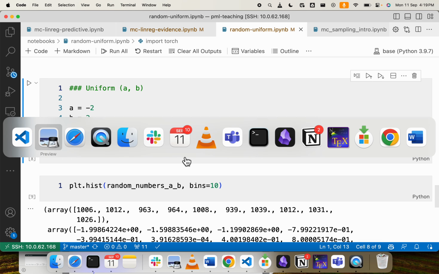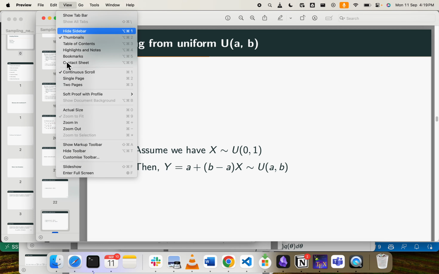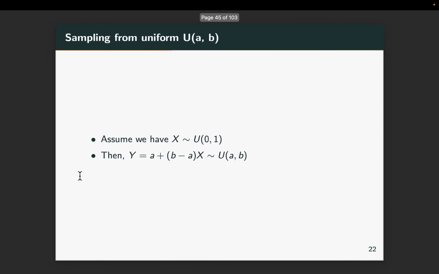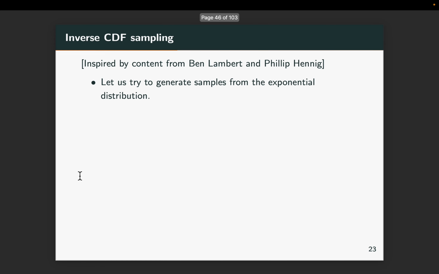Okay, so thus far we have established how to get samples from the uniform distribution, and it seems that we are able to do that. Right? But uniform is a very, very trivial distribution. We now want to use the uniform distribution as a starting point and generate samples from some more complicated distributions. One particular method is called inverse CDF sampling.